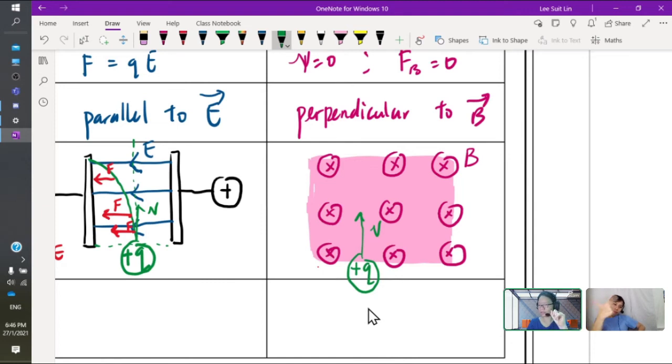Time to use left hand, right? Yes. So index finger going in. Step 2, middle finger. Point up. Follow positive charge. Where is your thumb? Very much like Beyonce, your thumb is pointing to the left.